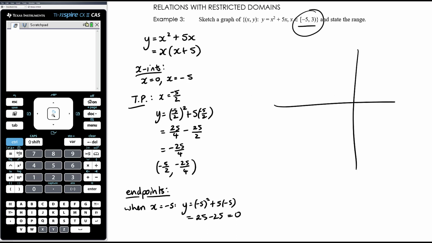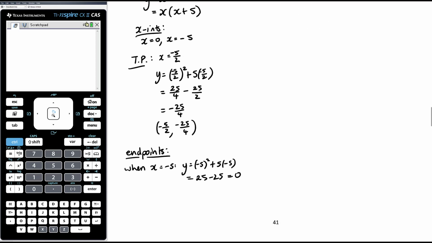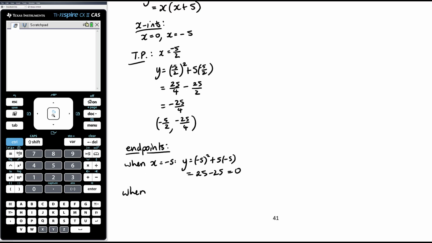Sorry, again, I stuffed up my sketch before. So it's going to be doing this, but where the domain only goes from -5. So we're going to start at the x-intercept, go through the turning point, and then we're going to go up to 3. We need to work out when x equals 3, what does y equal? Let's calculate all those things before we draw the graph though, so we can get some sense of scale. So I actually didn't need to calculate that if I'd correctly thought about this already. When x equals 3, y is 3 squared plus 5 times 3, so that's 9 plus 15, which is 24.